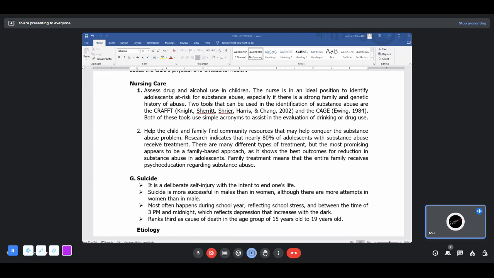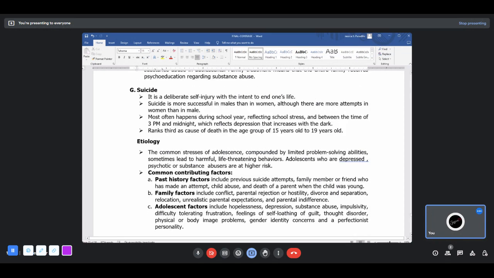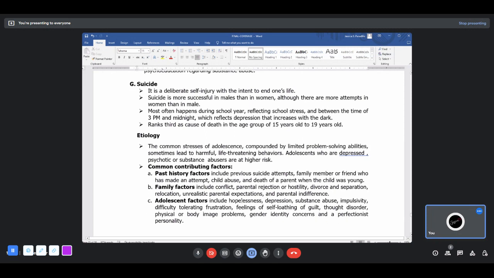Okay, family treatment means that the entire family receives psychoeducation regarding substance abuse. So, hindi lang yung patient ang involved dito. Okay, kasama din ang mga family members. Okay? So, yan yung ating substance abuse and alcohol use. So, next one, we have the suicide. For the suicide, it is a deliberate self-injury with the intent to end one's life.